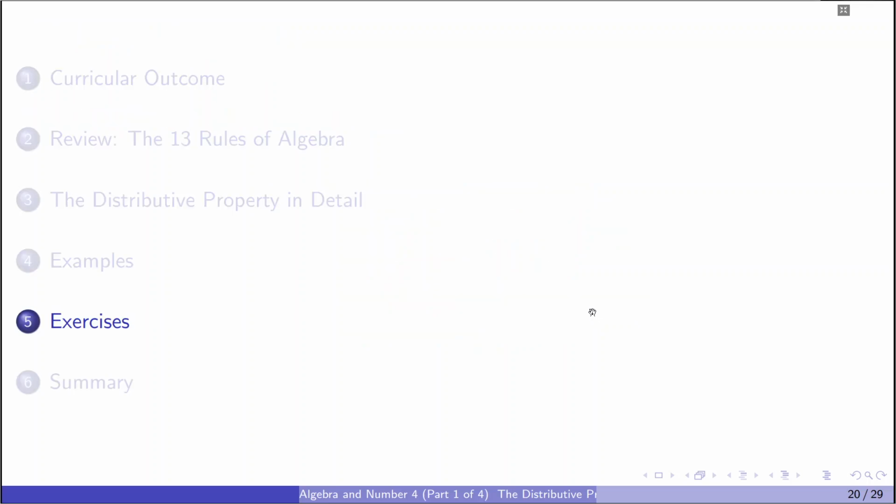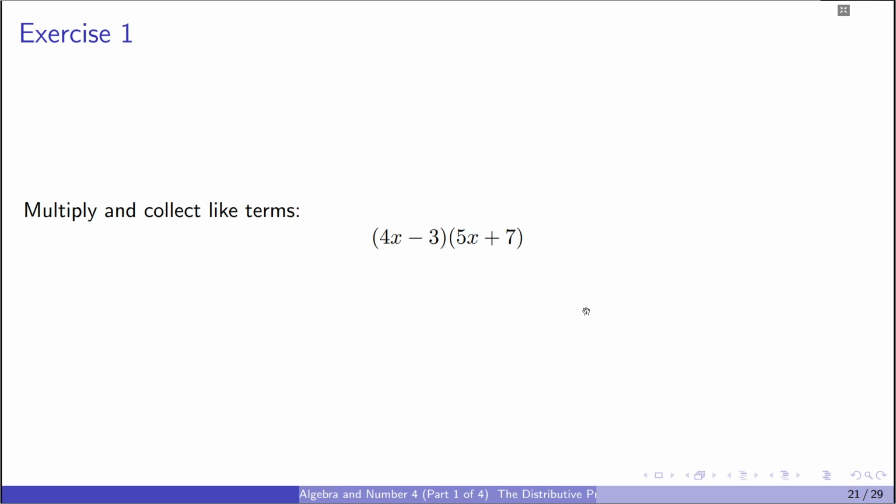All right, exercises. Your chance to give this a shot. Multiply and collect like terms. Pause now so you can take whatever time you need. Think about how many terms you should have before you simplify. You should have them multiplied. By now, actually, you should have paused and had the problem finished, but make sure you multiply and collect like terms.